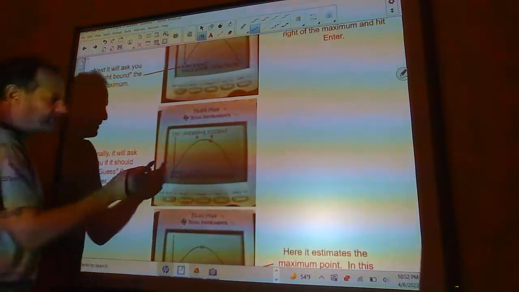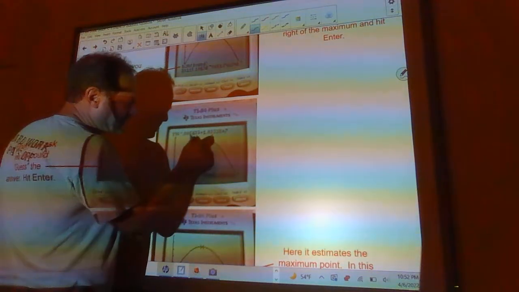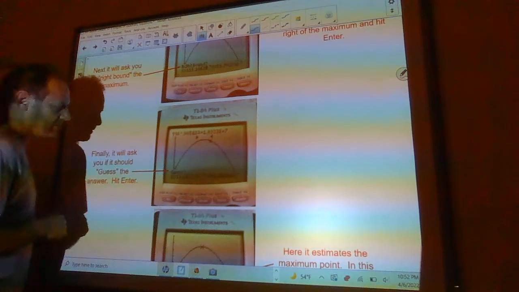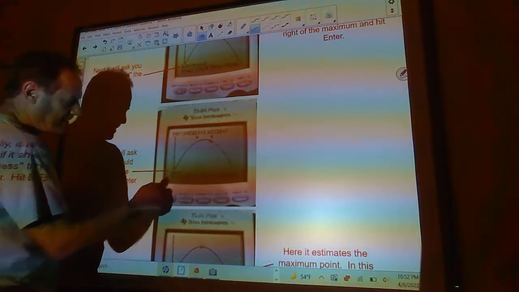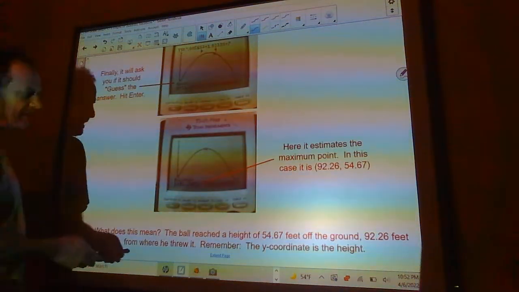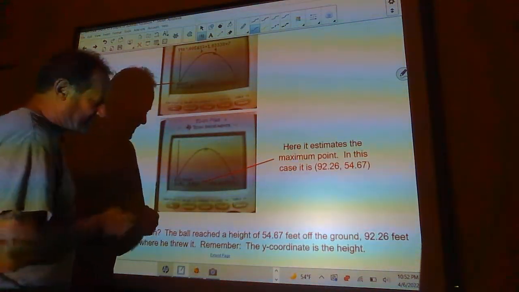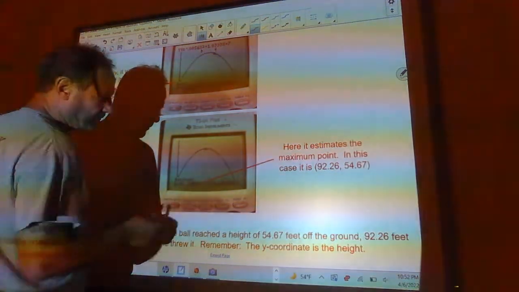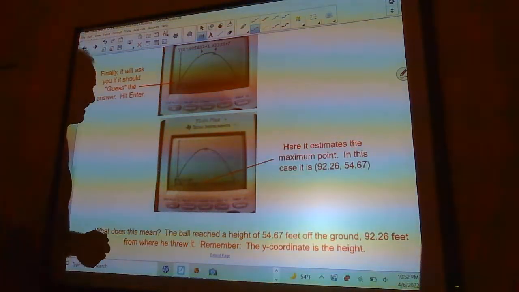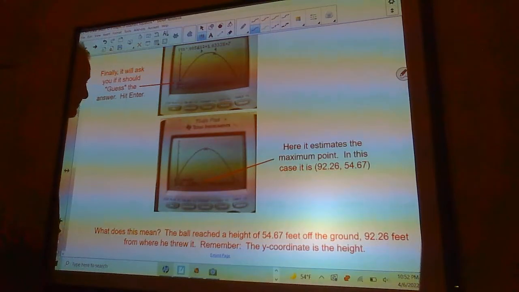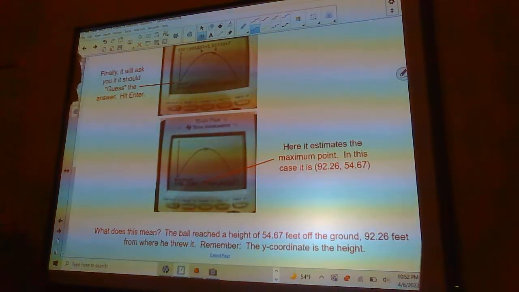Okay, now look what it did here. Put these two little arrows up here, and what it's going to do is find the highest point between those two points, okay? And it'll say down here, guess, and just hit enter a third time, okay? And it gives me this screen right here. It puts a little X right there on the maximum, and it says the maximum is at X equals 92.25893, and Y equals 54.665575. Now, I can round those, okay? 92.26 and 54.67.